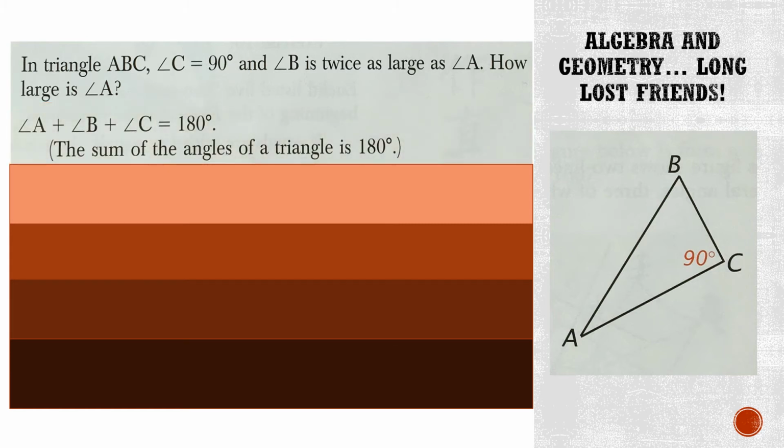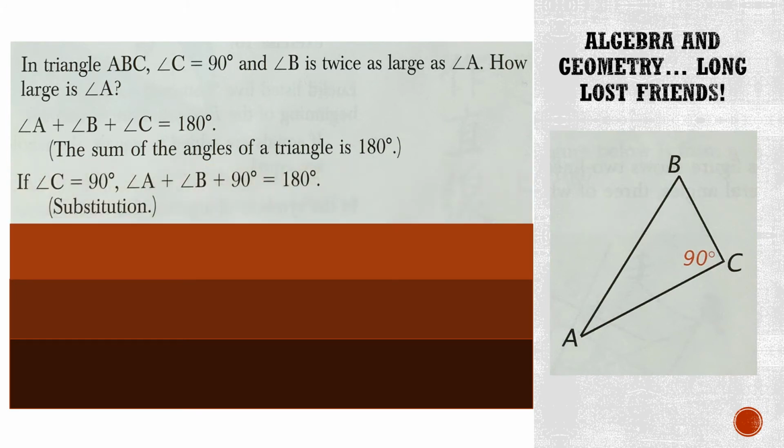Well, let's start with what we know, that angle A plus angle B plus angle C equals 180 degrees. And let's continue by saying that if angle C equals 90 degrees, we can substitute that 90 degrees right into that first equation and say that angle A plus angle B plus 90 degrees equals 180 degrees. Well, how do we continue solving from here using algebra?